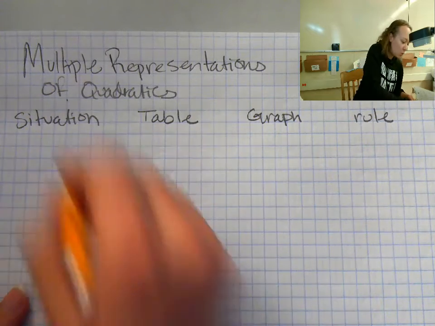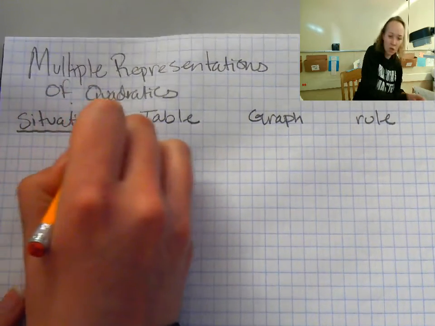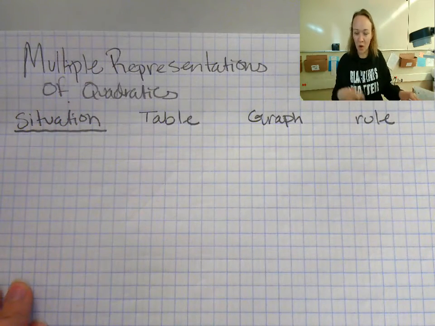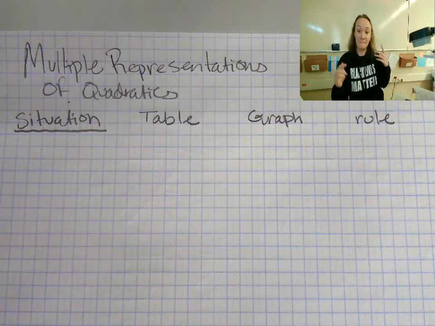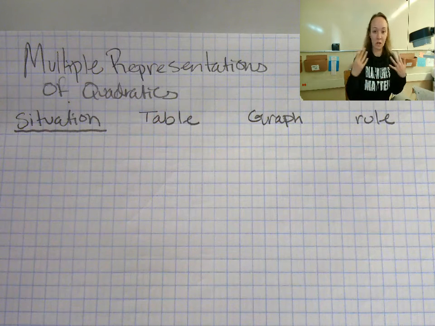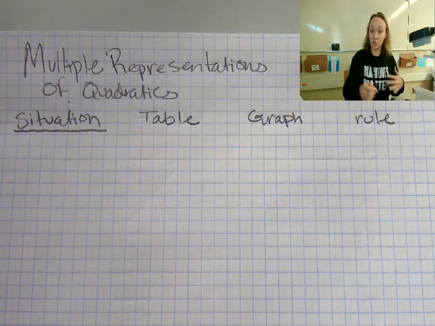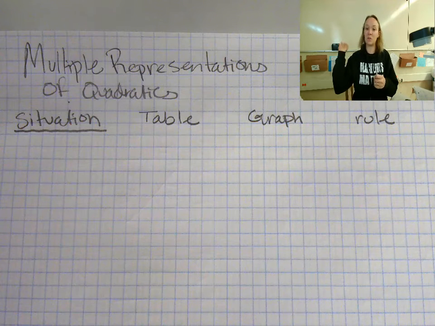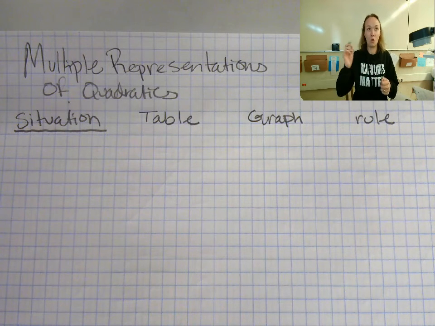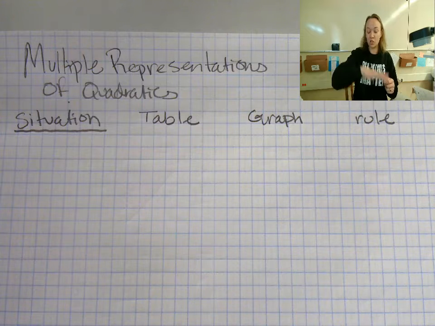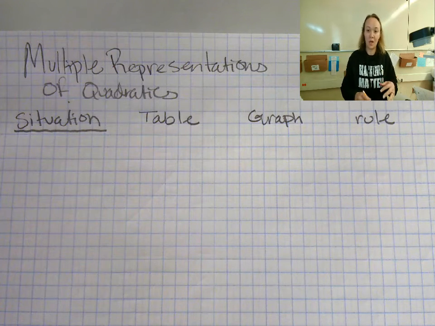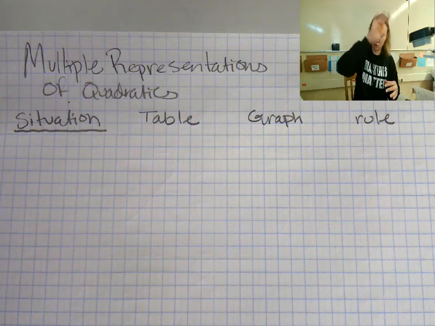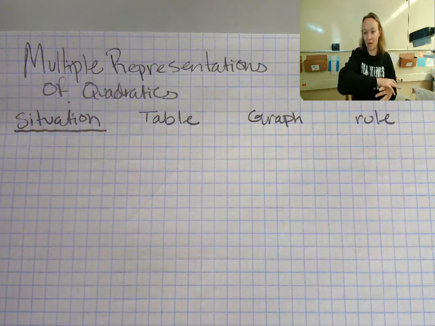So first of all, what sort of situations would lead you to a quadratic rule? The biggest one that is talked about most often is projectile motion, meaning whenever something is thrown, or like a rocket launch, or if you kick a ball, those all lead you to a parabolic curve, which is modeled by a quadratic.